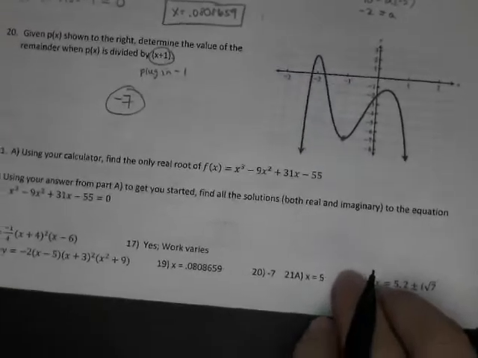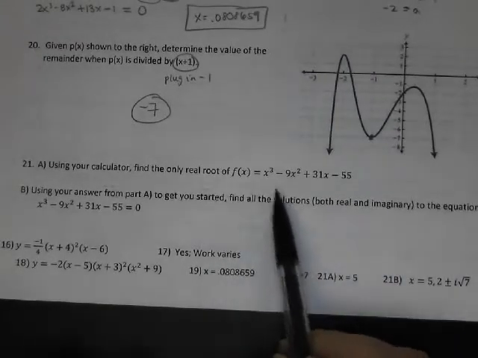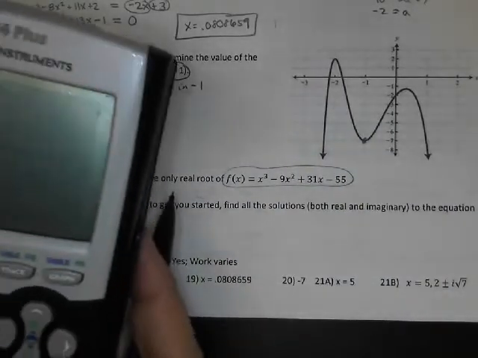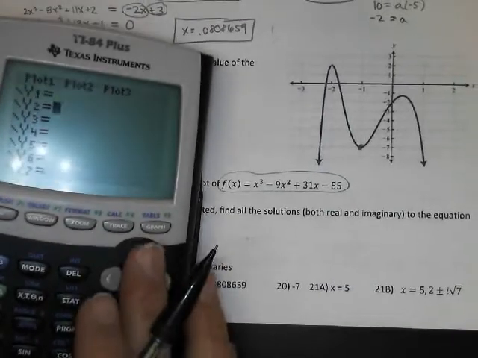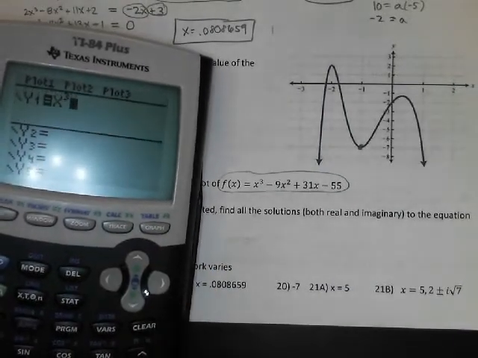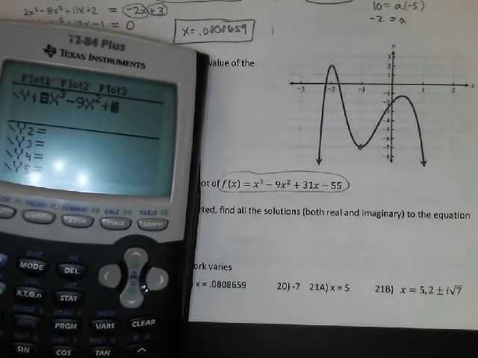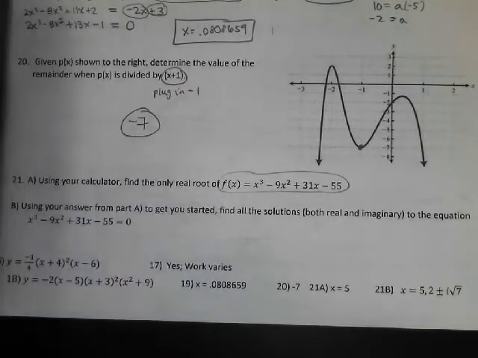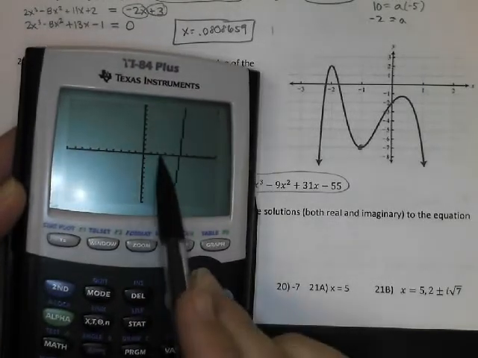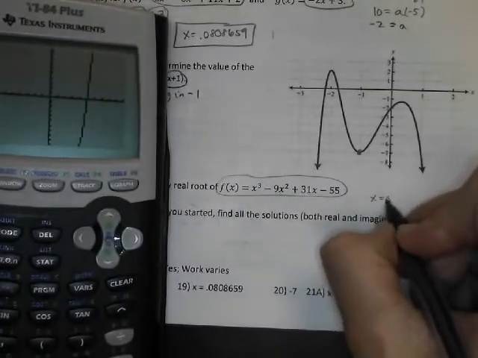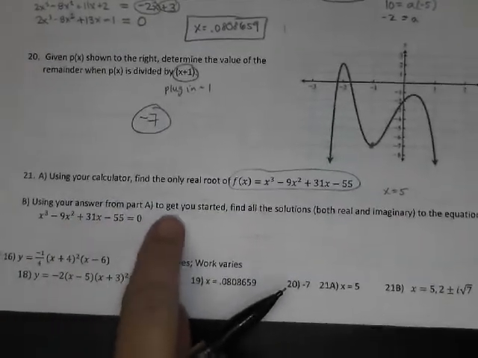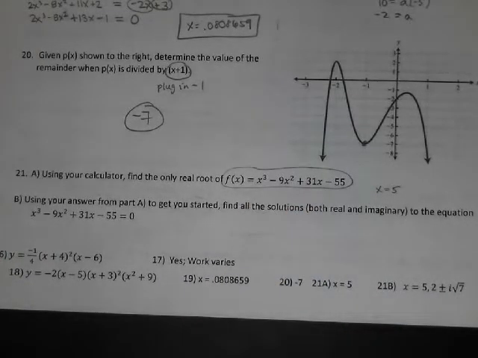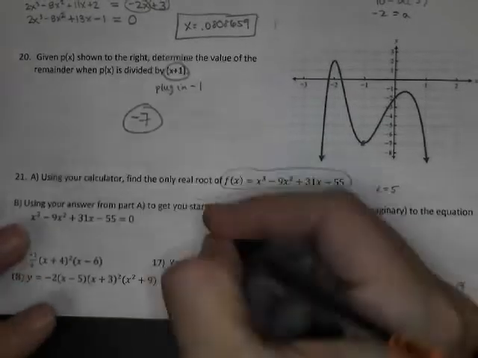Okay? And in 21, there's only one, though, so this is a typo. There's only one real root of this. It says use your calculator to find it. So you type this in. Find your one real root. 1, 2, 3, 4, 5. Okay? And then it says using that to get you started, find all the solutions. So if I want to find the other two imaginary solutions, I have to divide out x minus 5.